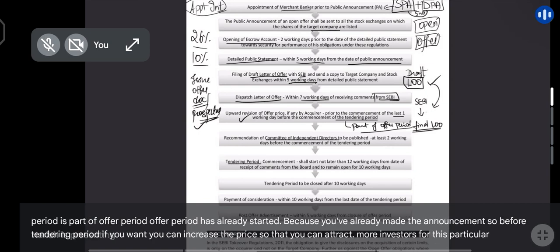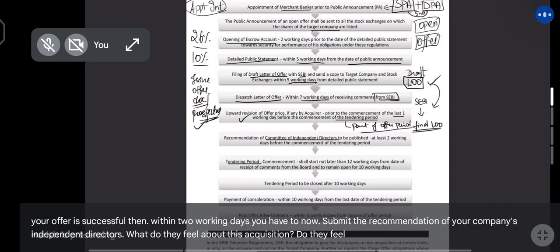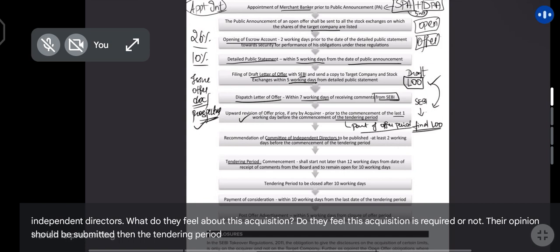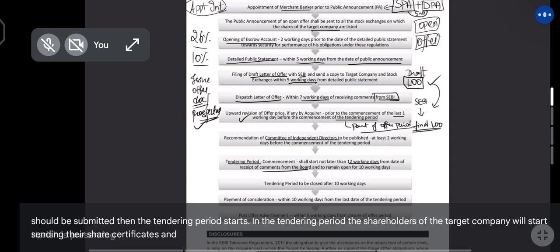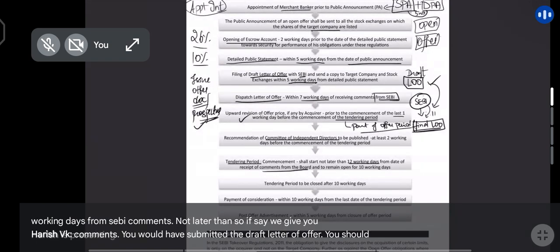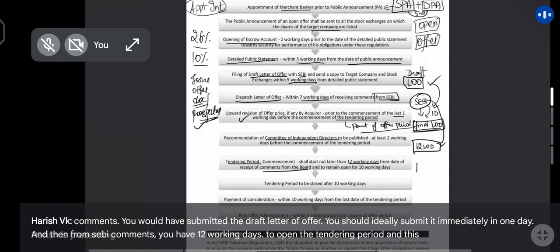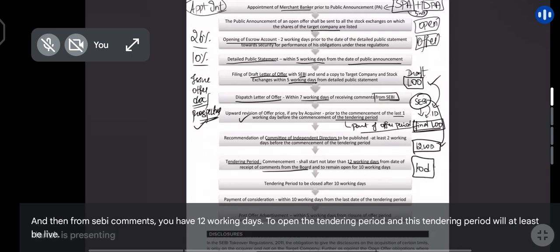In the tendering period, the shareholders of the target company will start sending their share certificates and demat account details with a debit declaration to you in your favor, and it will start not later than 12 working days from SEBI comments. So if SEBI gave you comments, you would have submitted the draft letter of offer. You should ideally submit it immediately, in one day. And then from SEBI comments, you have 12 working days to open the tendering period. And this tendering period will be live for at least 10 more days.